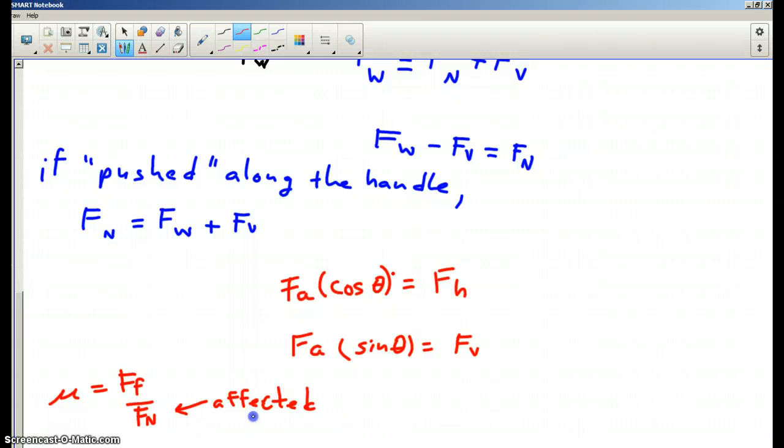This concludes the video for objects where the applied force is at an angle.